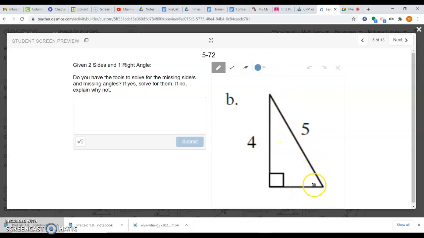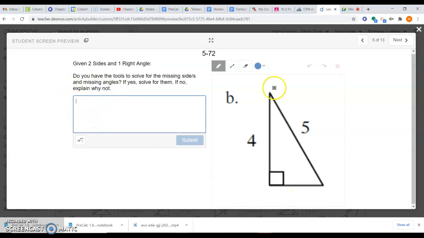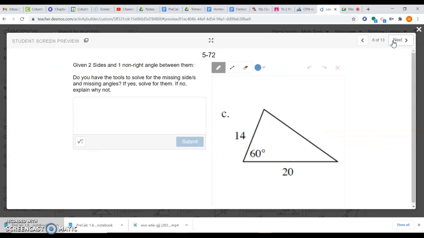If we do, then you solve for them and write them in the text box here. Okay, keep moving, you'll see it just keeps giving you different examples. Here's an example where you're given two sides and one non-right angle between them. So again, we don't know any of these are right angles. We do know the two sides and that this is 60. Do we have enough tools? Do we have the tools to solve for the missing side and the remaining angles?